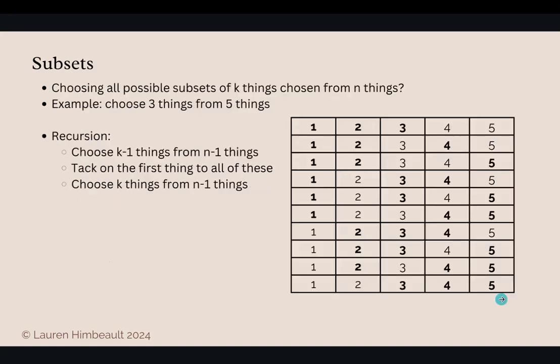So let's go back to that picture. There was first the base case of saying within a level, we need to pick 3 numbers. Once we've picked 1, we need to pick 2 numbers. Once we've picked the second, we need to pick a third number.